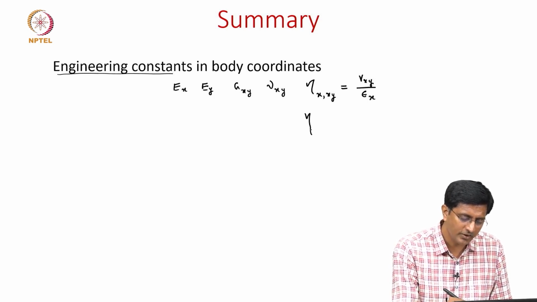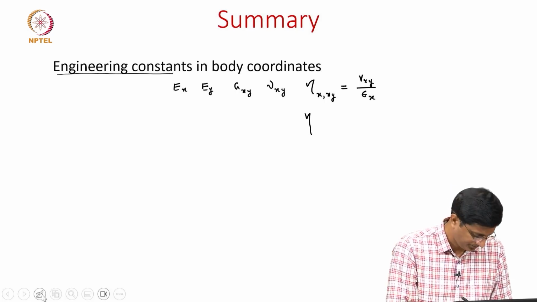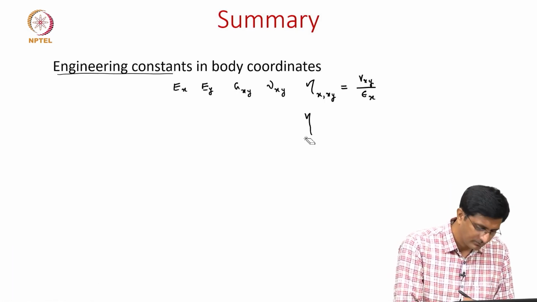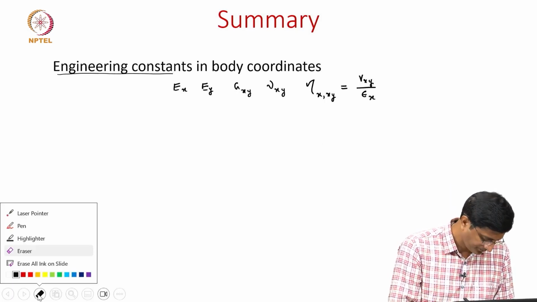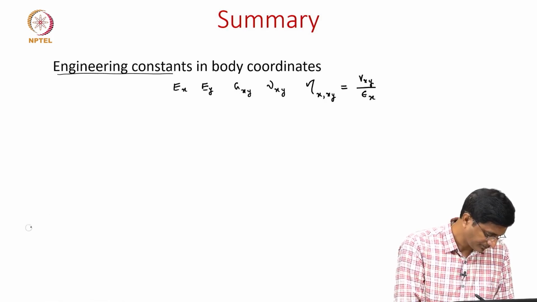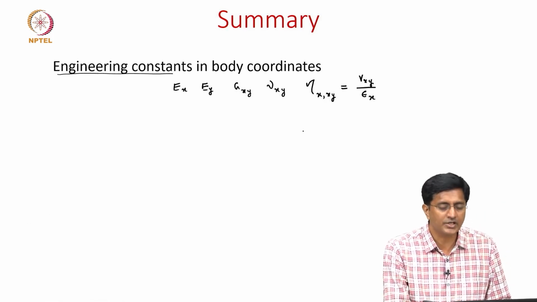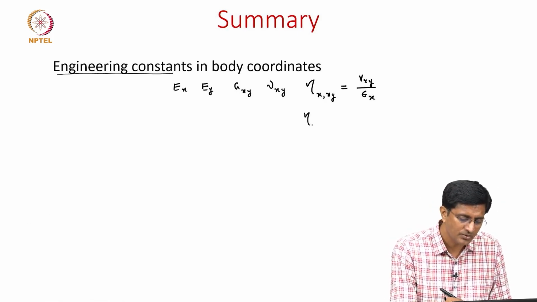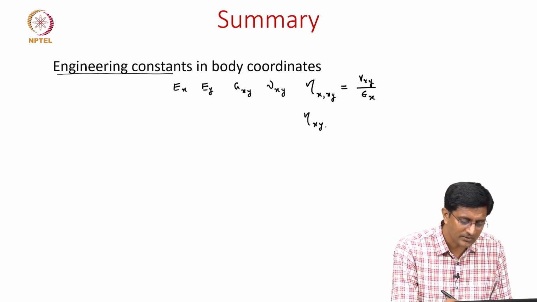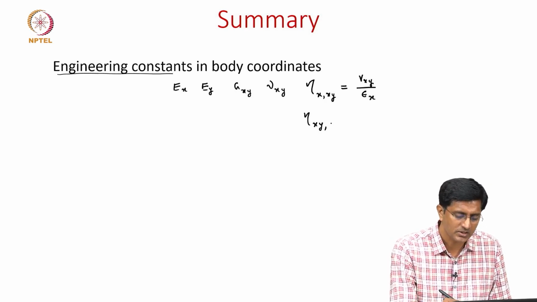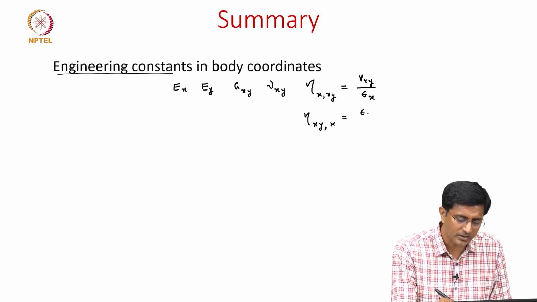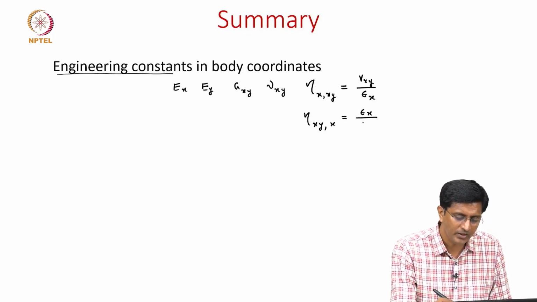There is a different variant, a second coefficient of mutual influence, where we have the loading as the shear stress in the xy direction, and we look at the ratio of the normal strain by the shear strain gamma xy.